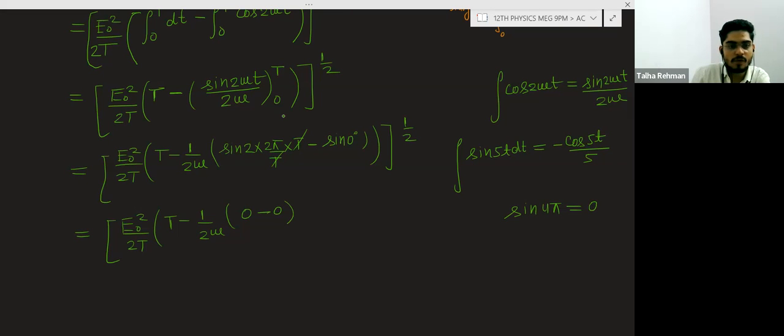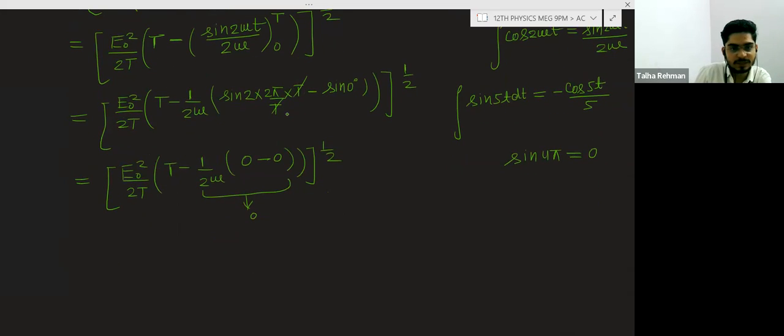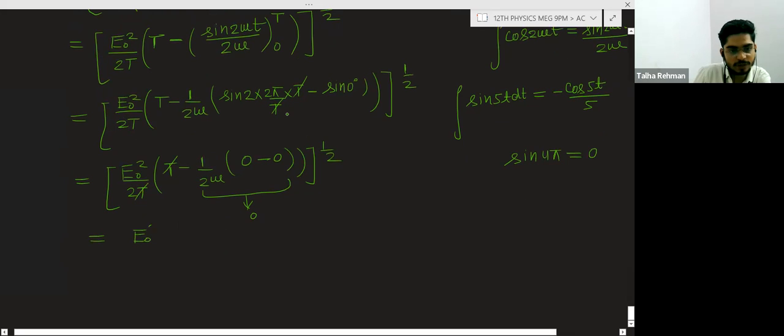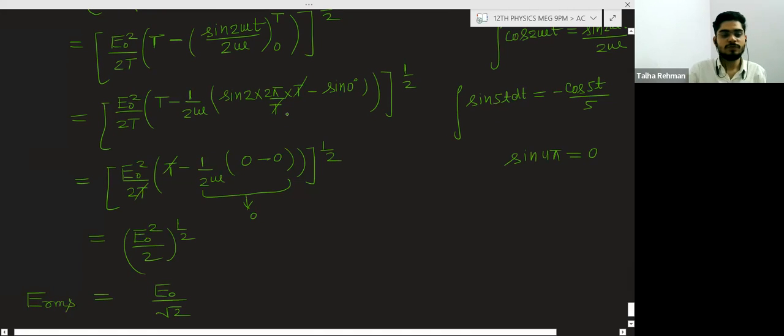Finally, this is 1 by 2. So this term will be 0, no? Whole term will be 0. So what do you have? You have this thing, no? This t and t will be cancelled out. So finally you will have E naught square by 2 to the power 1 by 2. So you can write this as E naught divided by root 2. For simple, this is your ERMS for full cycle.